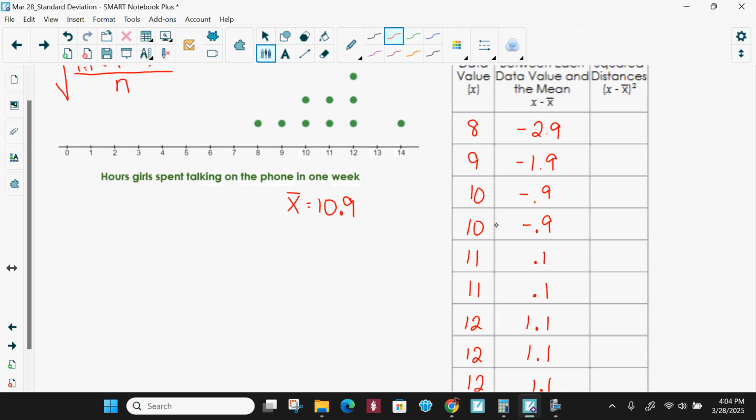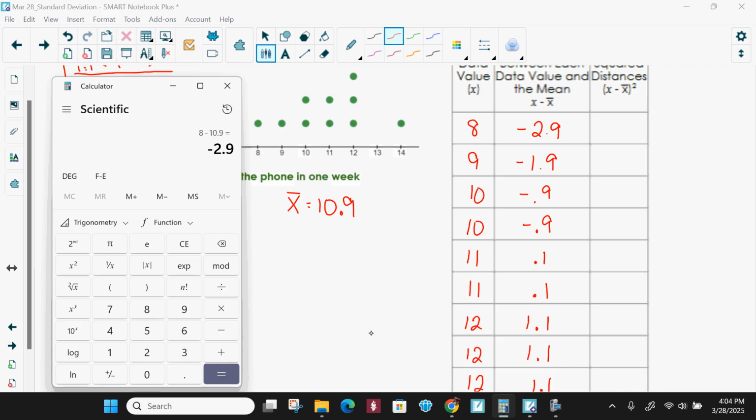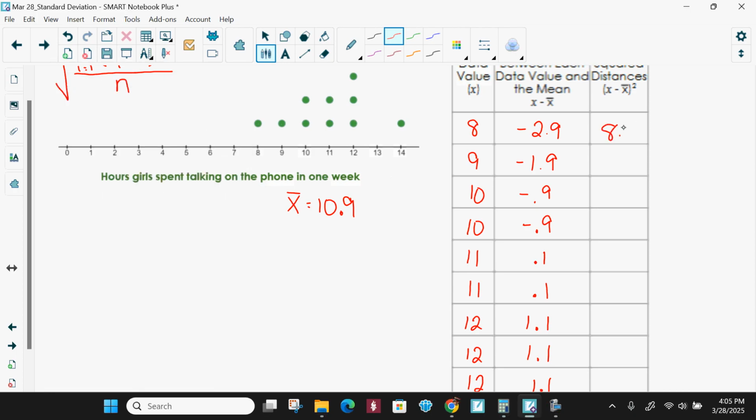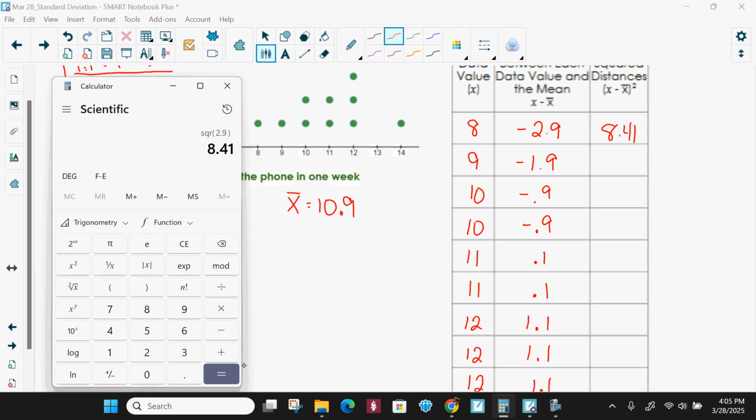Now, at the top of your sheet, it says that you need to square the distances. So we're going to go through and square these. Now, I don't remember all of them, so I'm going to use the calculator for some. Remember, a negative times a negative is a positive, so I'm just going to ignore the negative when I type it in. 2.9 squared gives me 8.41. 1.9 squared, 3.61.